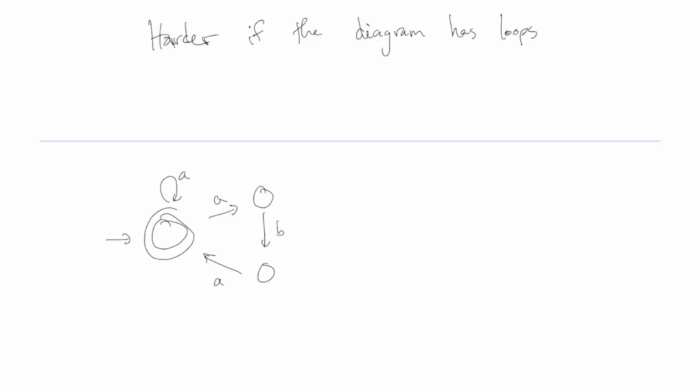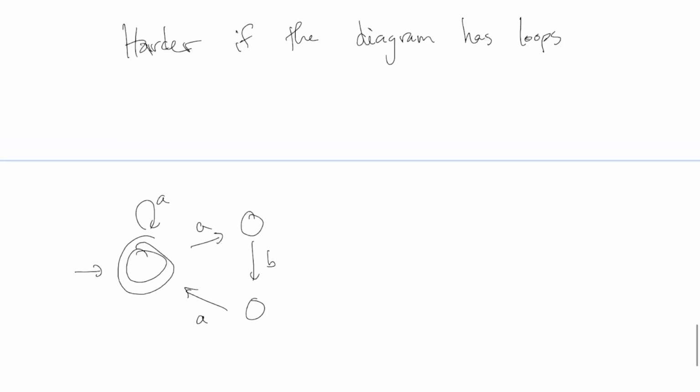All right. It's harder if the diagram has loops. Let me just say, everybody would probably have come to this conclusion on your own: loops require the stars. That's how you make a loop happen, by using a star, although you have to use it in an appropriate and sort of smart way.